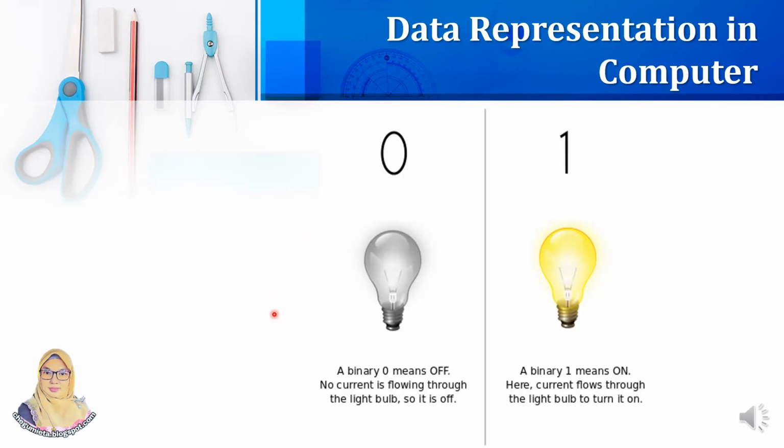So what is meant by on and off? Off is when no current is flowing through the circuit. And on is when current flows through the circuit. This picture shows it in terms of a light bulb.